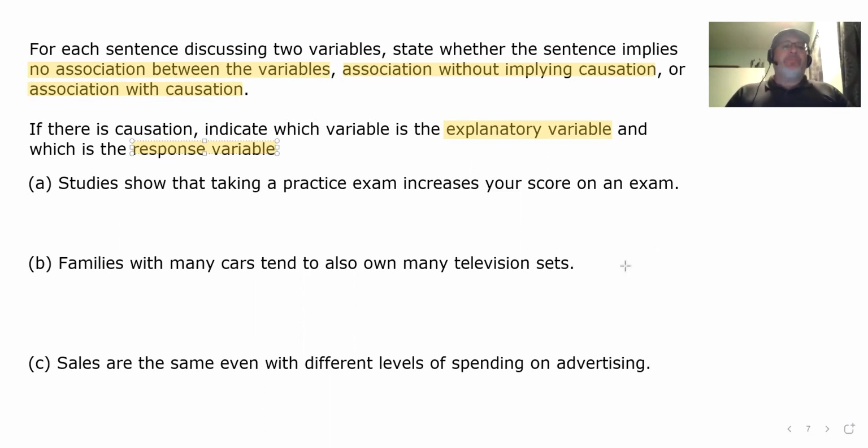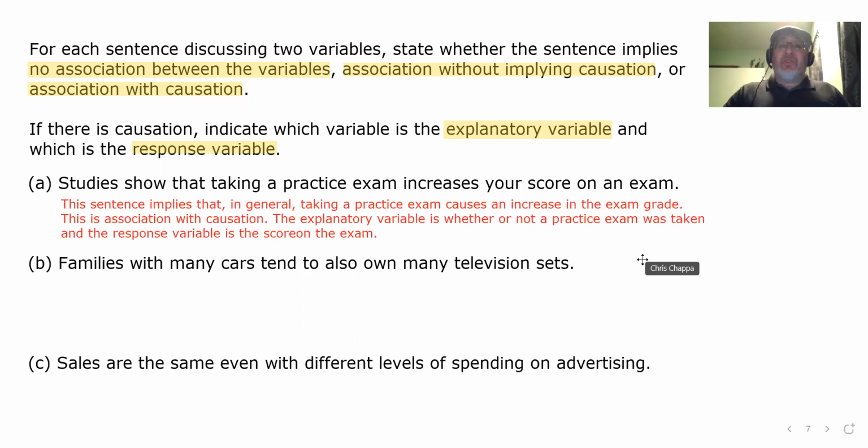Now, let's take them one at a time. A, studies show that taking a practice exam increases your score on an exam. Is this implying some sort of association? Meaning when one value changes, the other one changes as well. Well, practicing increases your score. The more you practice, the higher the score. So not only is it an association, but it's implying causation. It's implying that taking the practice exam will cause your score on an exam to increase.